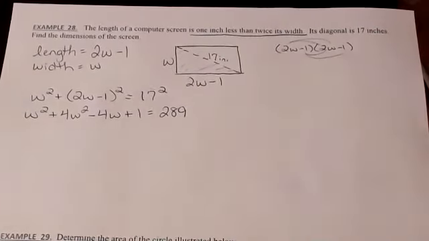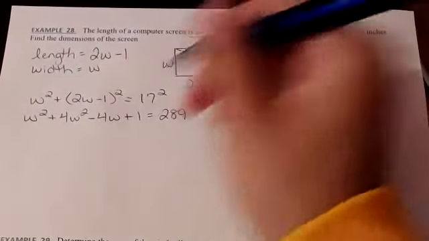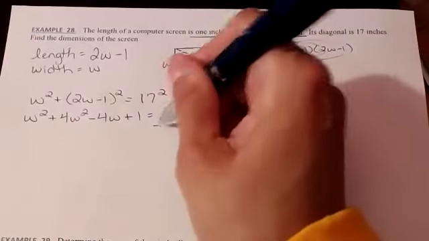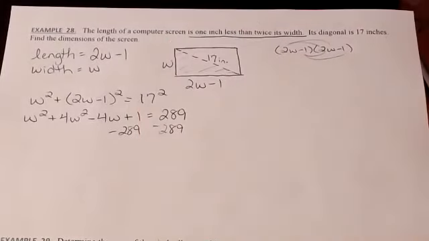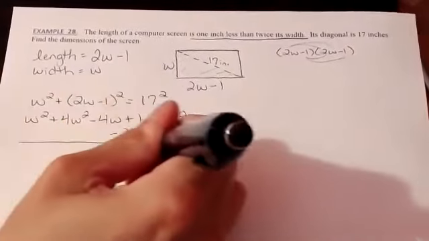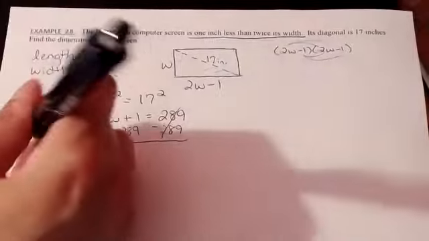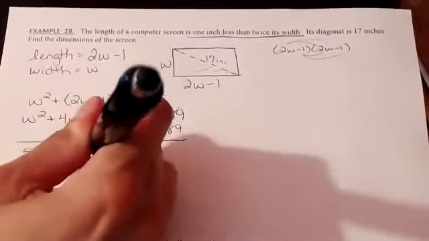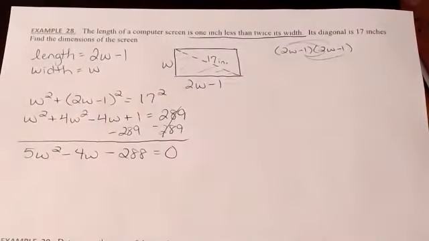Okay, so for this particular problem, we're going to go ahead and subtract the 289 and bring that over. And I'm also going to combine like terms. So let's bring over the 289. And this one's going to end up being particularly tricky. I'll show you some strategies that we can use for something like this. So w squared plus 4w squared is 5w squared. Then we have minus 4w, and then we're left with minus 288, and that's equal to 0.